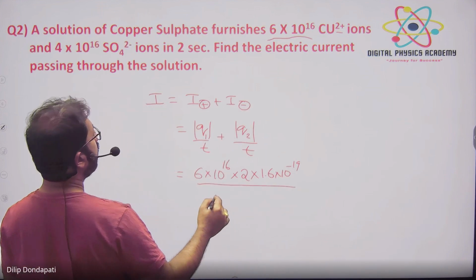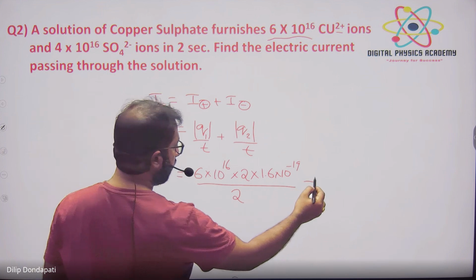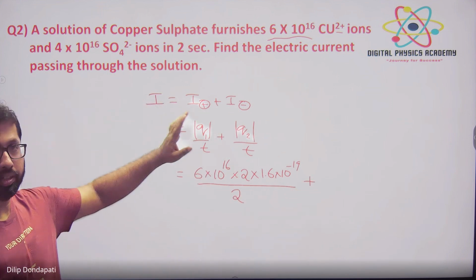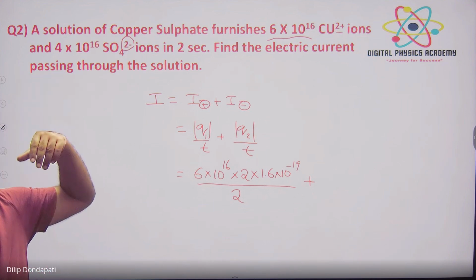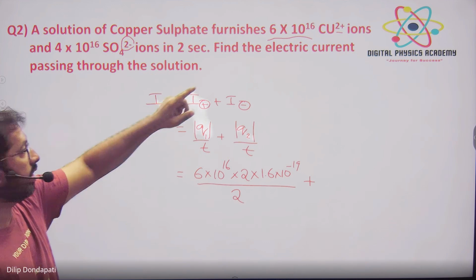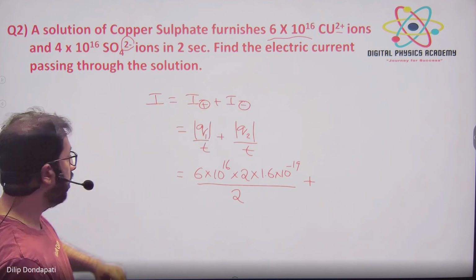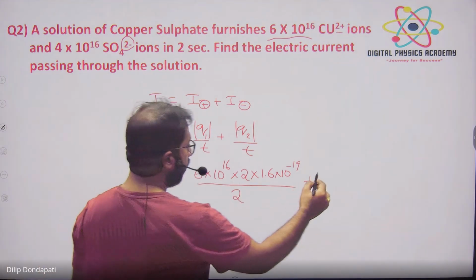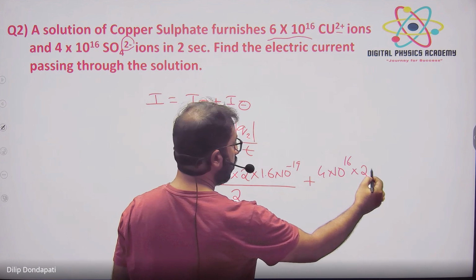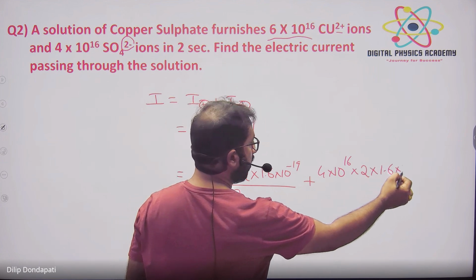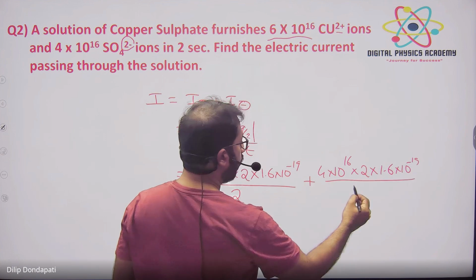Okay, t is 2 plus. In Cu2 plus and SO4 2 minus, how many charges will be there? The charge is 2 minus, 2 electrons are there. Here also 2 electrons are there. Plus, here how much will it be? Ne, right? N is 10 power of 16 into 2 into 1.6 into 10 power of minus 19 by 2. Solve.